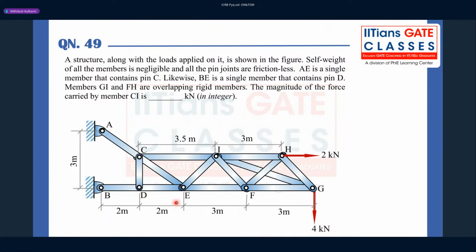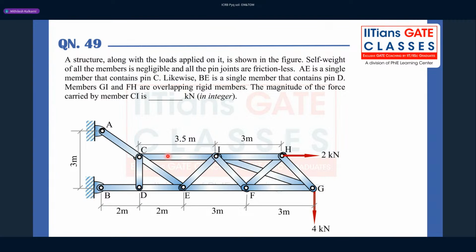Members GI, I is here, member GI and FH, yep, these are overlapping rigid members. The magnitude of the force carried by the member CI is asked. So we are supposed to calculate the force in the member CI.